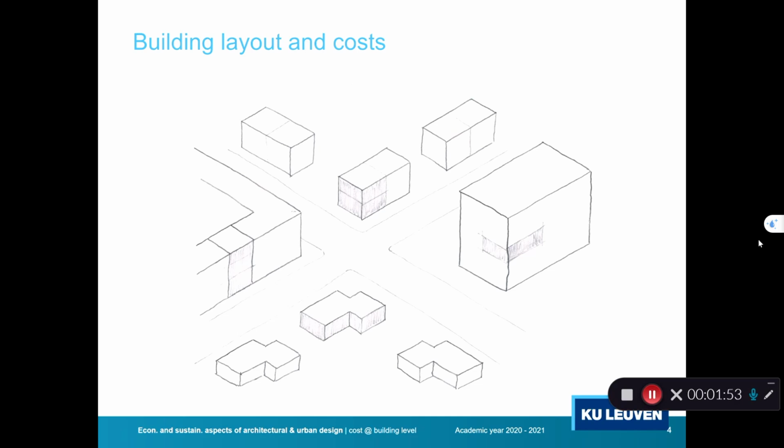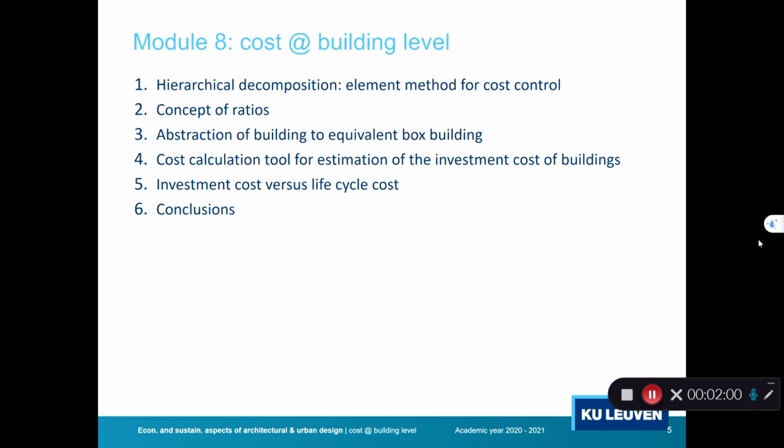So when looking at the influence of the building layout on the costs, we need an appropriate method. To do that, we will look at several aspects. The lecture is structured as follows. First, we will look at how we can decompose our building in smaller entities to control the costs. This is done by looking at the element method for cost control. Second, we will look at the concept of ratios. Third, we will make an abstraction of our complex buildings to an equivalent box building.